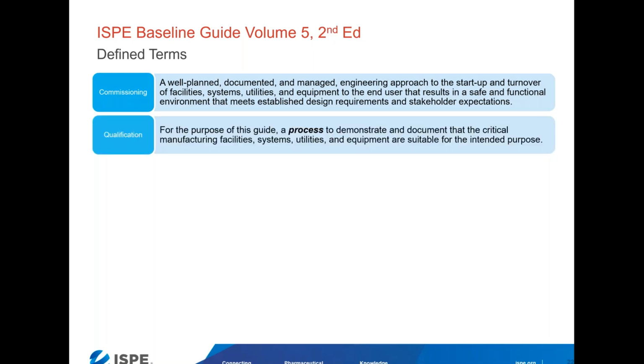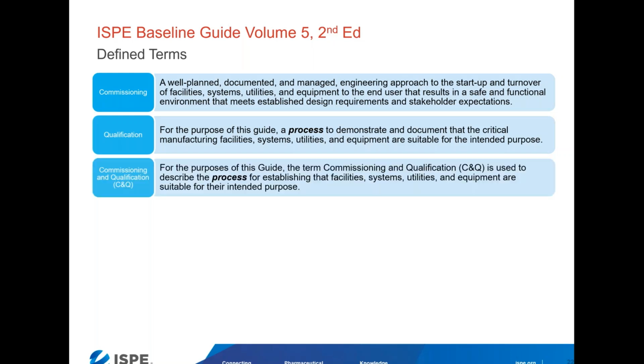commissioning and qualification per the baseline guide are processes. Commissioning is an engineering process and approach. Qualification is a quality process. The purpose of the commissioning process is to deliver systems fit for purpose, and the purpose of the qualification process is to document and verify that critical systems are fit for purpose. The baseline guide describes an approach that integrates these two processes, which is a very important point, as I'll come to in a minute.